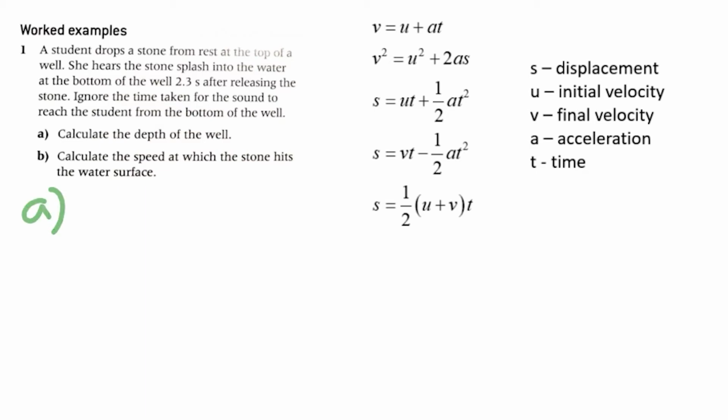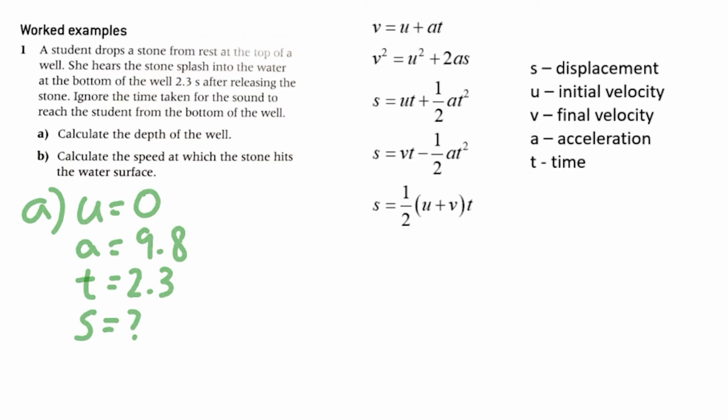Same as what we've done before, we write down the values that we know from this question. The initial velocity u is 0. The acceleration a is 9.8, which is the Earth's gravitational force. And the time of the fall t is 2.3 seconds. We need to find the depth of the well, which is the displacement s. Which equation should we use?